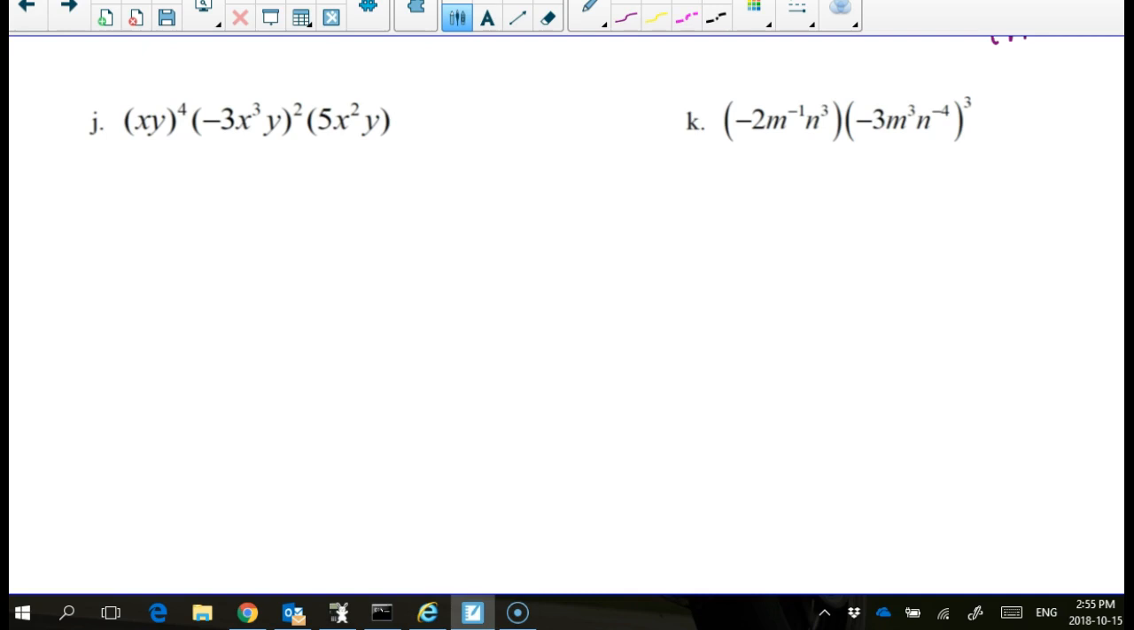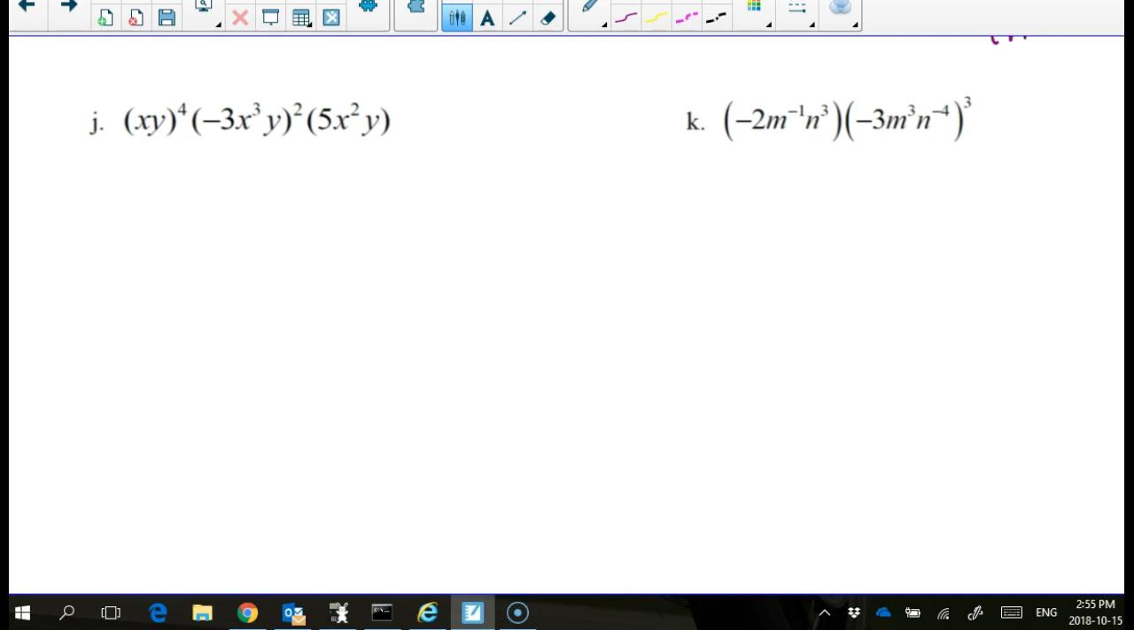Order of operations says you're going to do what first? Brackets, but there's really nothing to do in the brackets. So you're going to do the exponent on the brackets first, right? You want to raise that first set of brackets to the 4th power, then square that second set of brackets, and then just leave the third set of brackets the same.